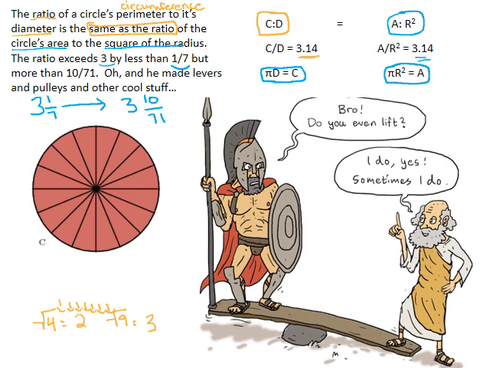So the other thing that Archimedes invented was pulleys and levers, and so he's stepping on the end of his simple type 1 lever here, lifting up this brawny soldier. And the soldier says, bro, do you even lift? And he says, I do, yes, sometimes I do. So it doesn't take much force on this end to lift the soldier if the rock is closer to the soldier. That's what he figured out. Smart guy.